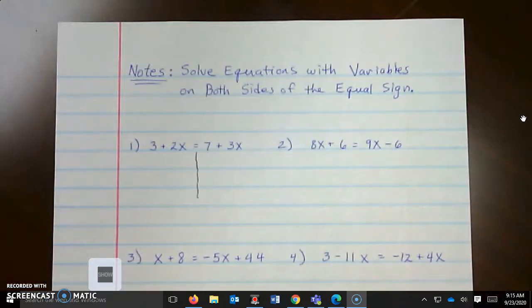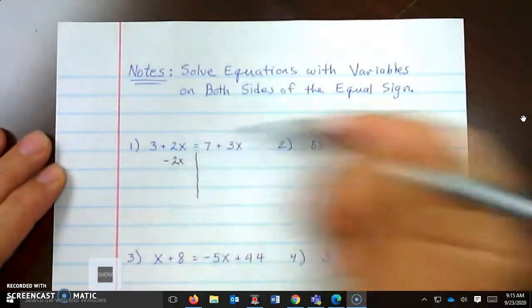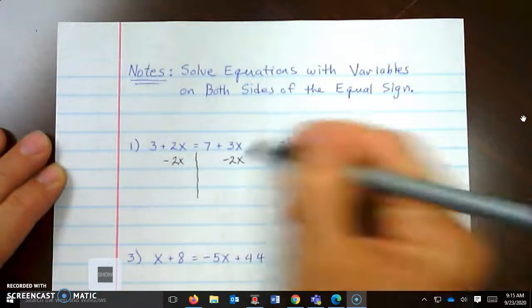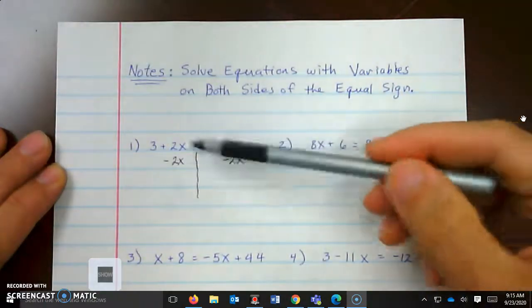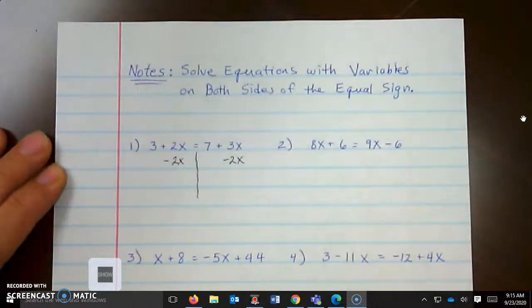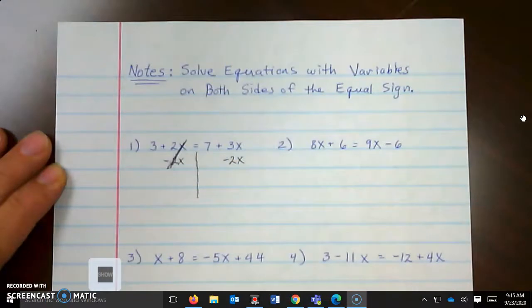And if you're wondering, well, how do you cancel it? Well, look on the left. If it's positive 2x, I do the opposite. I subtract 2x. And what I do on one side, you see I have to do on the other. Notice I line up the x's with the x's. Don't write it under a number. 2x minus 2x is 0.